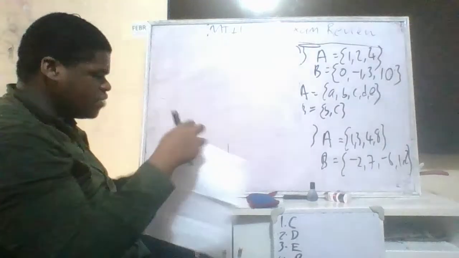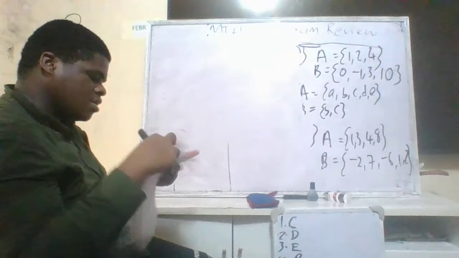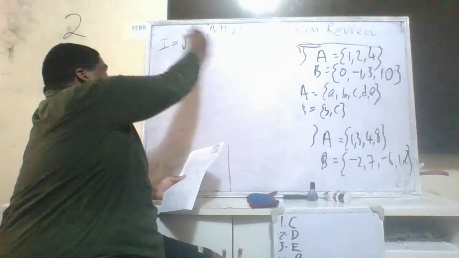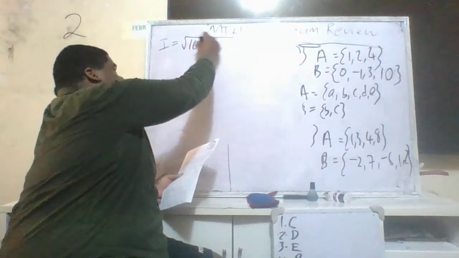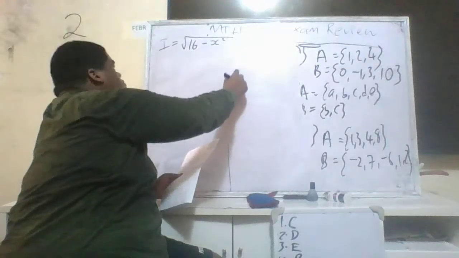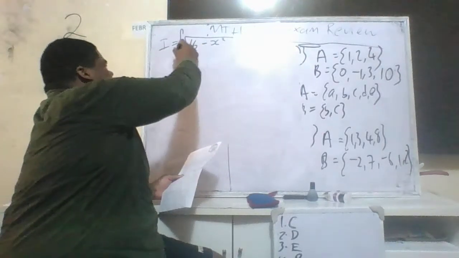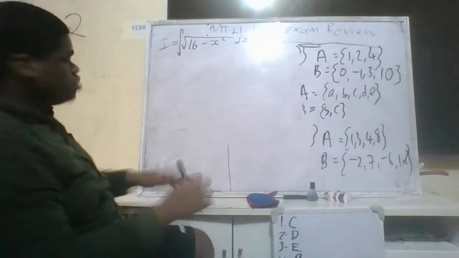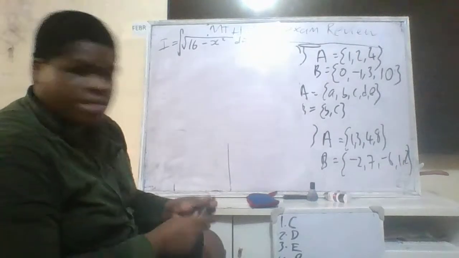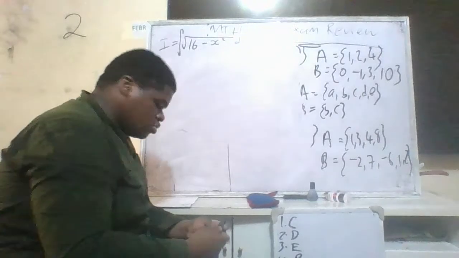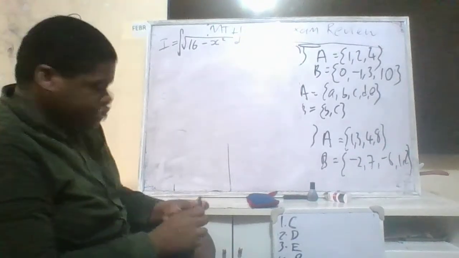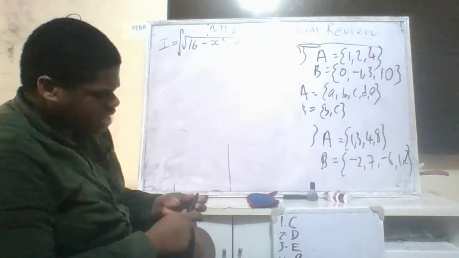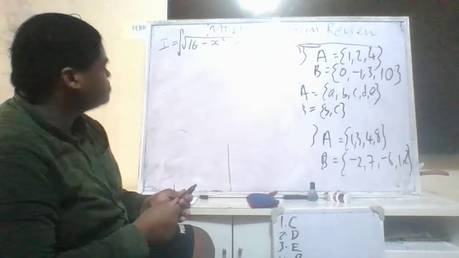Question 9 says we should evaluate the integral I, which is equal to the integral of the square root of 16 minus x squared dx. To solve this, I'm going to apply trigonometric substitution. That is the easiest method to solve it. And which trigonometric substitution are we going to use? We are going to use sine and cos. We'll use sine.